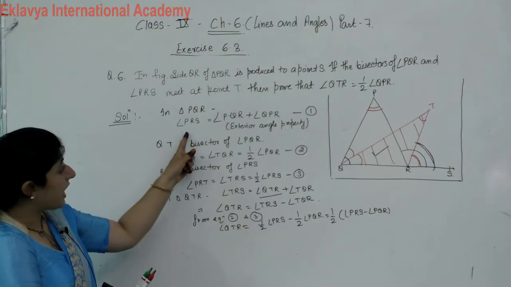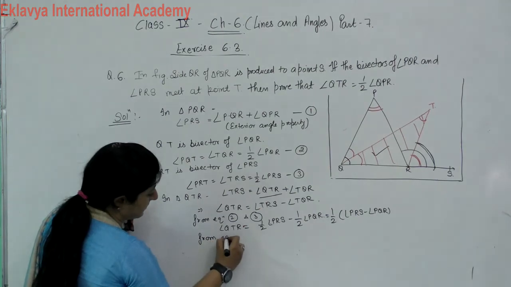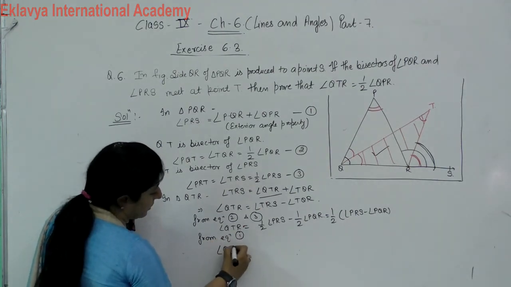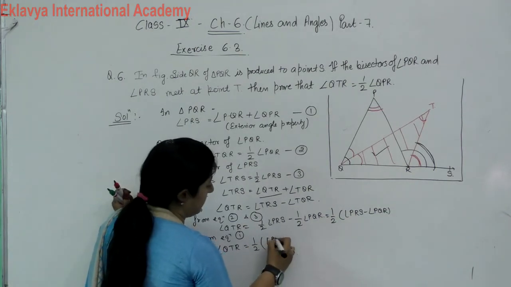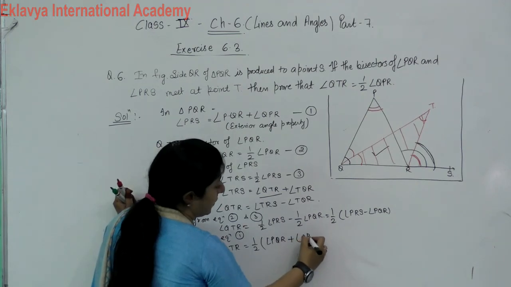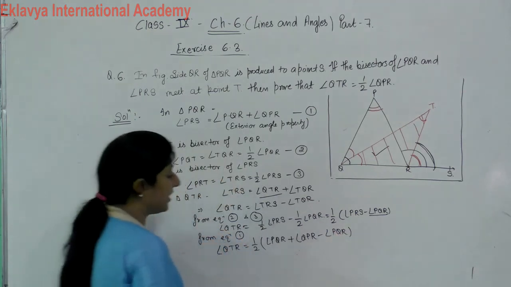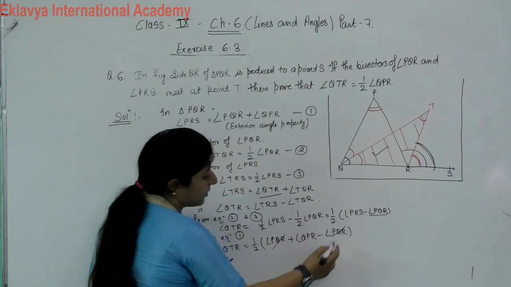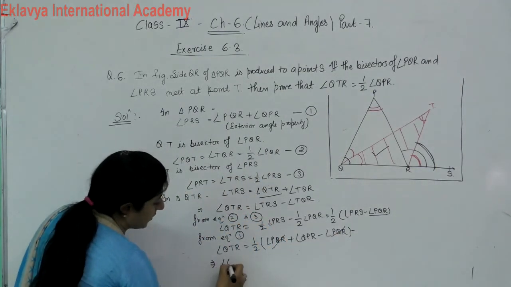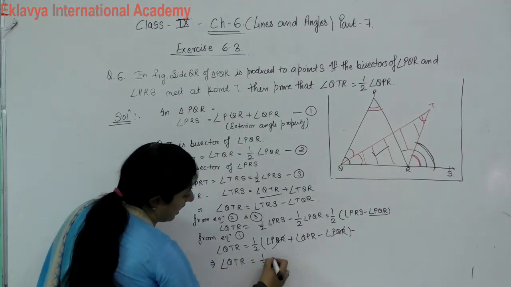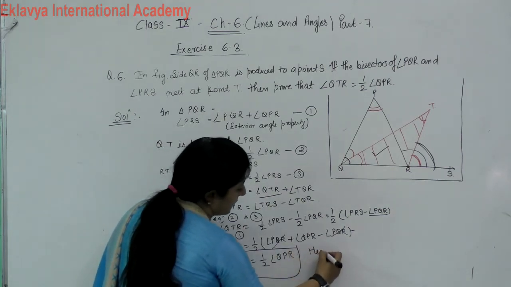Now see, we have the value of PRS in equation first. Then from equation first, angle QTR is equal to half common, put the value of PRS, that is PQR plus QPR, then minus PQR. If you see properly, PQR and PQR cancel, then it becomes QTR is equal to half of the angle QPR. Hence proved.